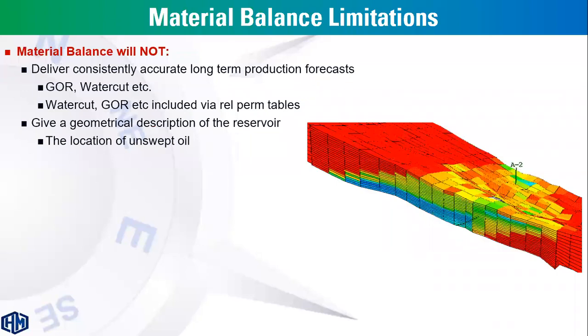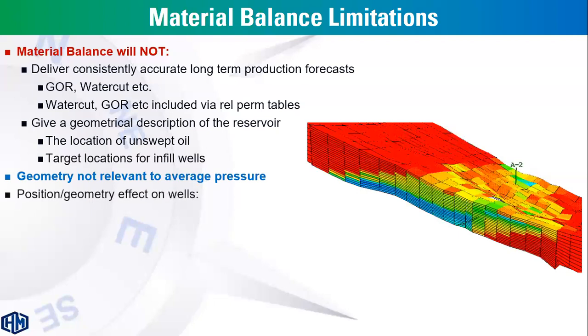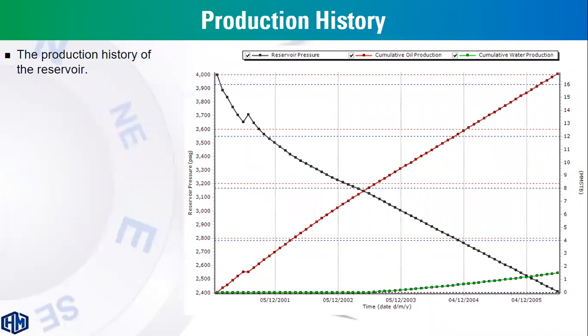Also, the geometrical distribution of the reservoir is not defined by material balance because, unlike reservoir simulation, material balance is simply a tank model or zero-dimensional model, which means we will consider an averaging of all reservoir properties across this tank model. So the position and geometry of wells is not defined in the material balance. Material balance can say we have to drill, let's say, 7 wells in this field to achieve the production target, but it will never tell you where we can drill your wells. This is one of the limitations of material balance.